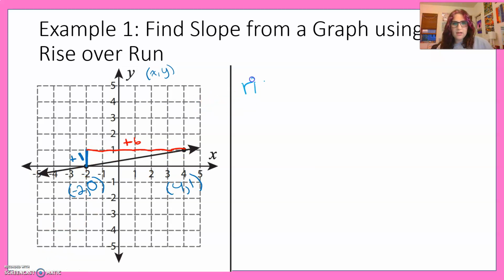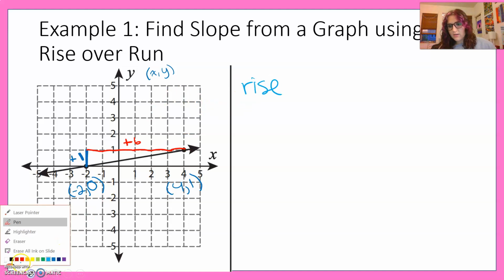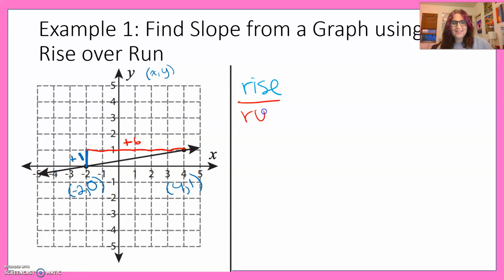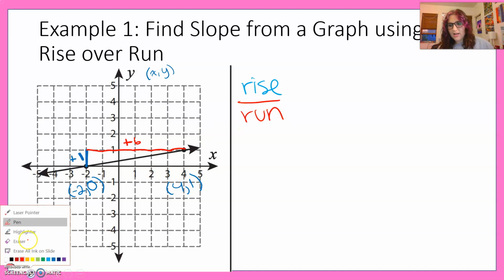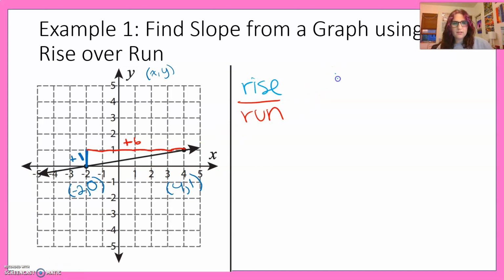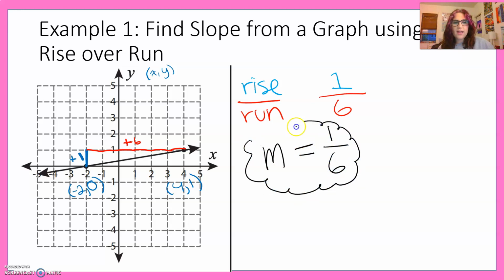So my rise over run. So my rise was 1 and my run was 6, positive 6. So the slope of this line, my m, right, slope, we're going to use the letter m, equals 1/6. And that's it. So I could also pick these 2 points and use the slope formula.